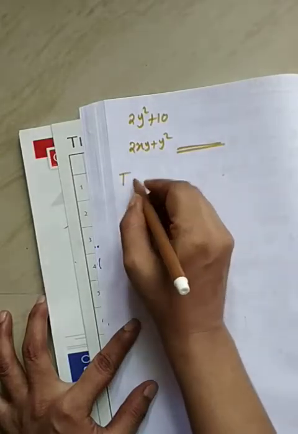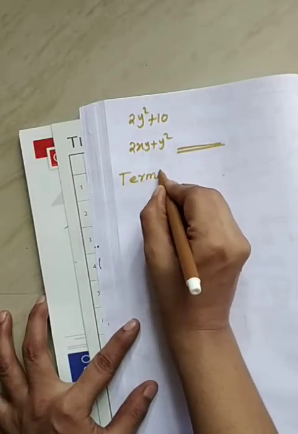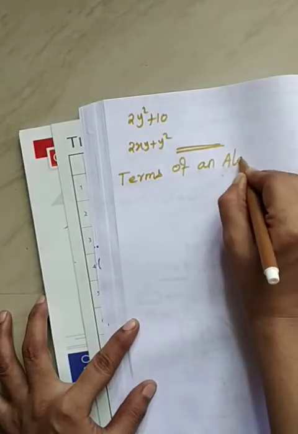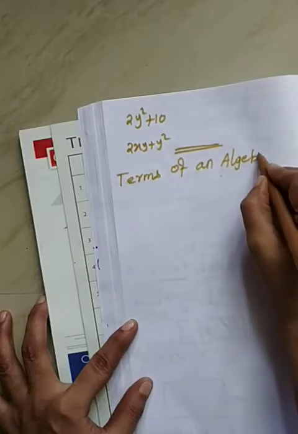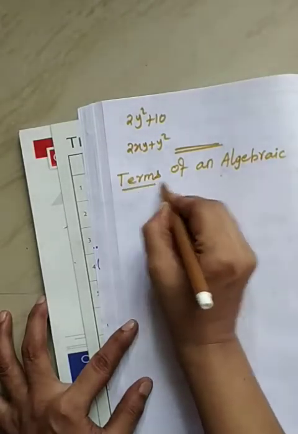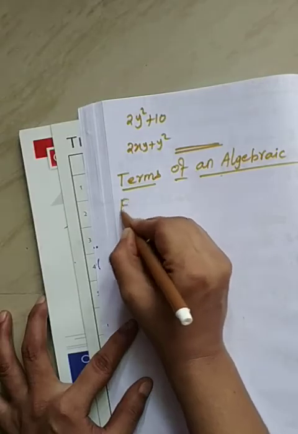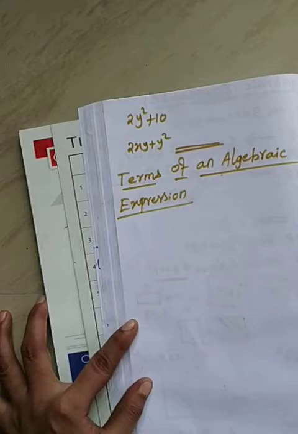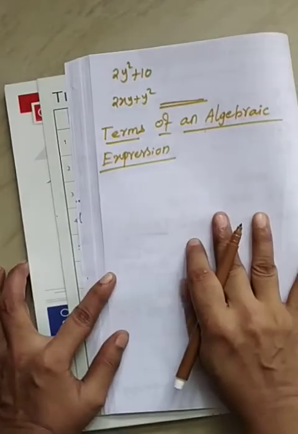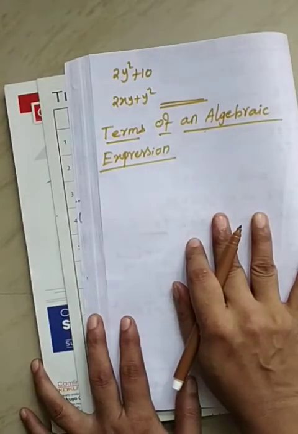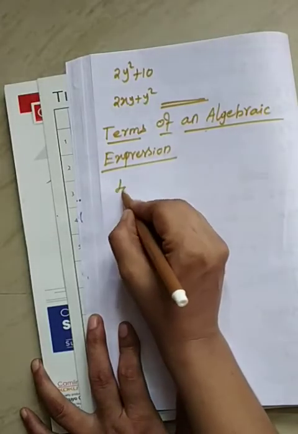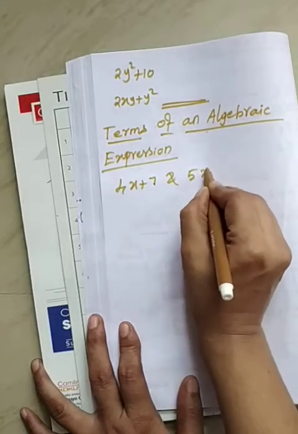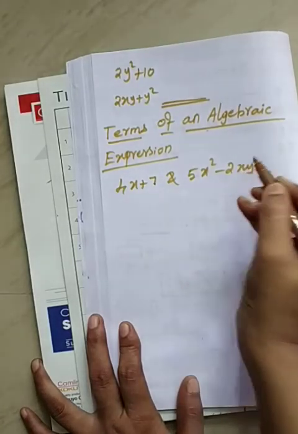This is the basic concept. Terms of an algebraic expression. Okay, now see here. Let us consider the algebraic expressions. You can take 4x plus 7 and 5x squared minus 2xy.